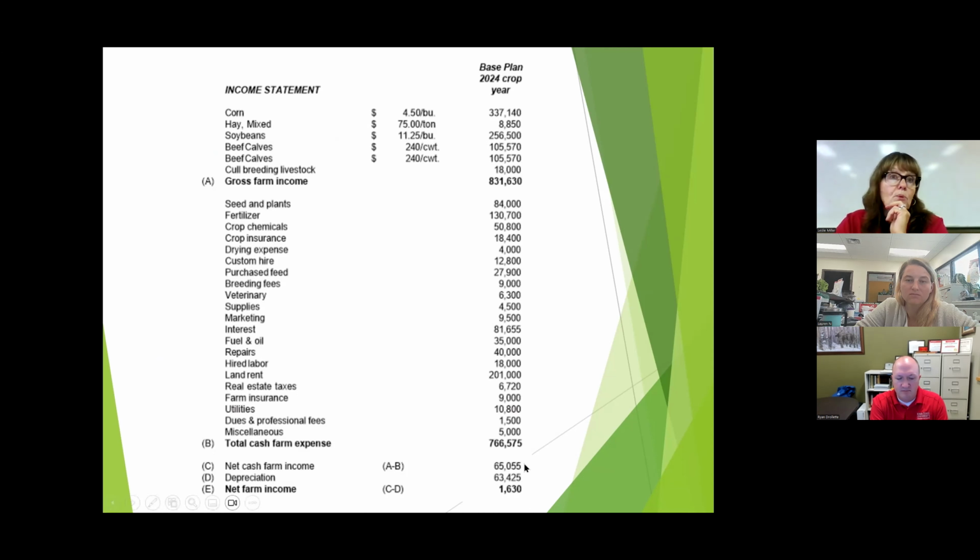We're going to use that to pay principal. We've already accounted for the interest. We're going to use that to pay principal on our loans. So, we're looking at that. But if we take depreciation into account, there's really not a lot of net farm income. It's only $1,630. So there's a dramatic drop once we take depreciation into account.